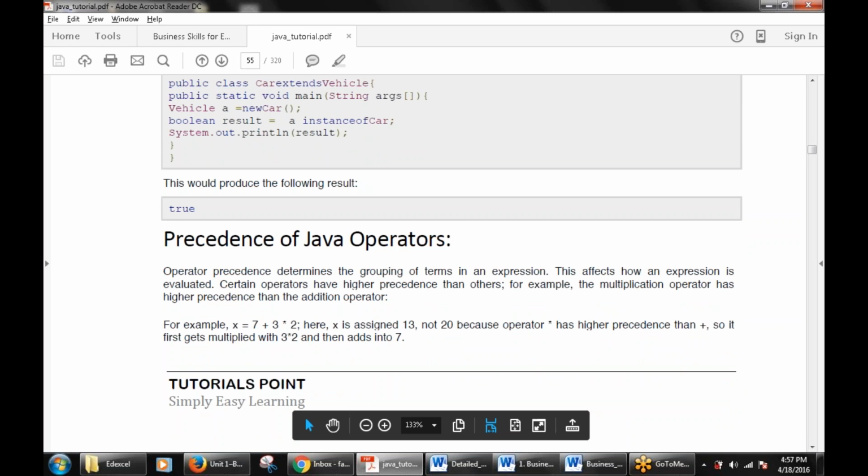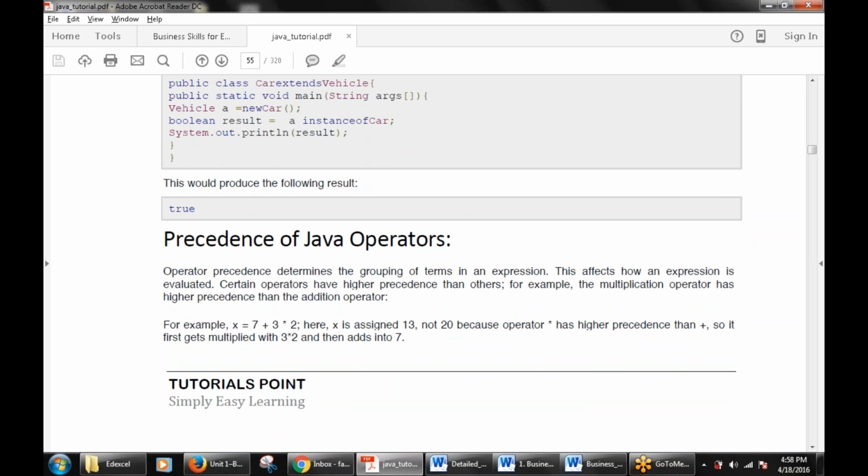Next is the precedence of Java operators. So we are finished with the multiple operators like arithmetic operators, relational operators, bitwise operators, assignment operators, and miscellaneous operators. Now next is precedence, that is the various levels by which we can use Java operators. The operator precedence determines the grouping of terms in an expression. This affects how an expression is evaluated. Certain operators have a higher precedence than others. For example, the multiplication operator has a higher precedence than the addition operator.